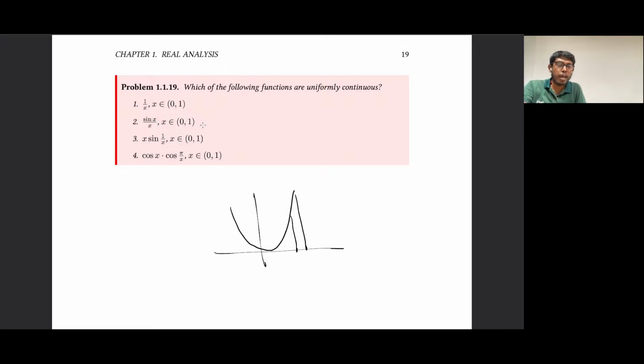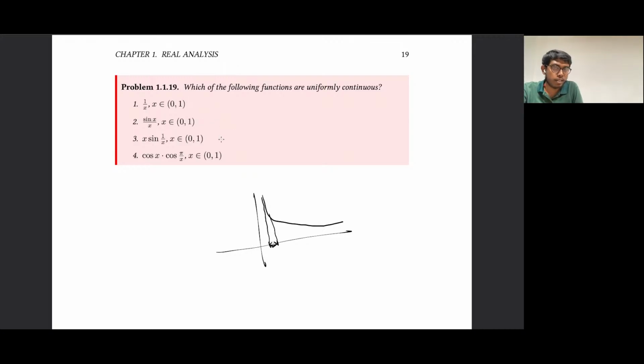But you see, if you have 1 by x and I go towards the zero side, even if x and y get closer, the functional values will have a large gap. Therefore it seems options 2 and 3. We'll see about 3; 2 is of course correct. So this seems like it is not uniformly continuous, but let's prove it formally.